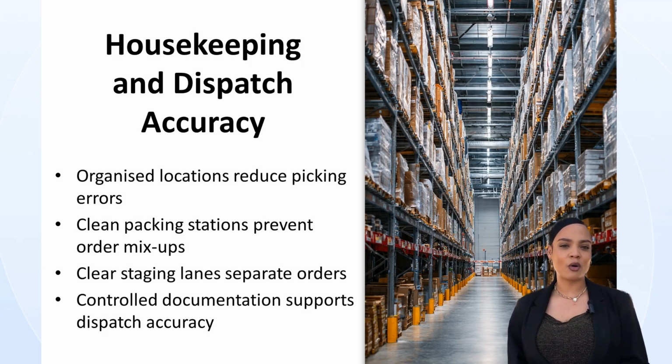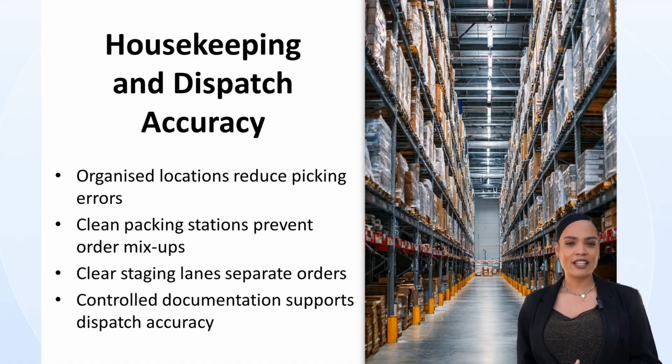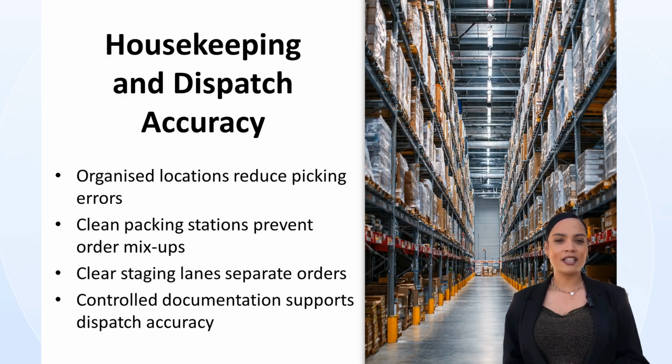1. Organized storage and clear locations reduce picking errors. When items are stored logically and locations are labeled, pickers can find the correct item quickly and confirm it easily. When aisles are cluttered or stock is placed randomly, wrong picking increases.